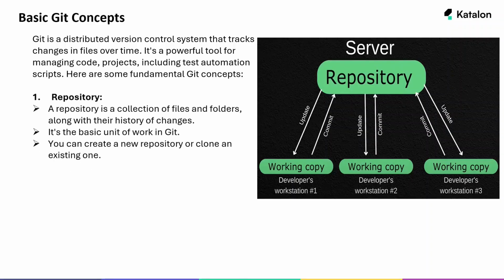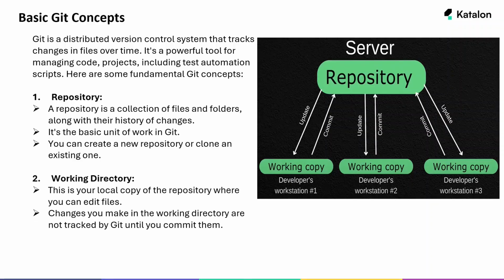The first concept is repository. A repository is a collection of files and folders along with their history of changes. So it is the basic unit of work in Git. So you can create a new repository or you can clone an existing repository.